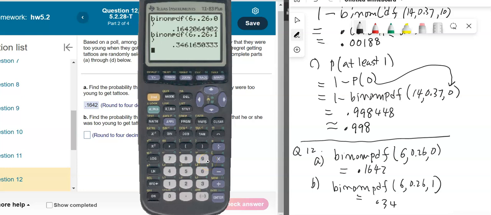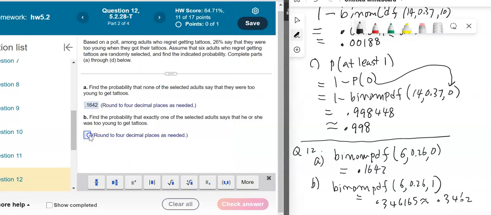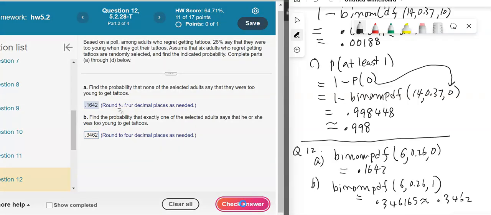How many decimals? 4 decimals. 0.3462 approximately. So I'm going to write 0.3462, rounding to 4 decimals.